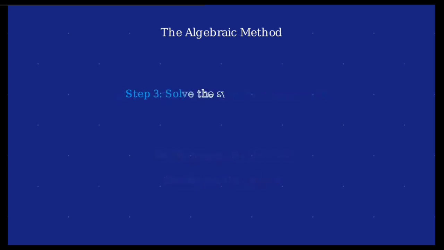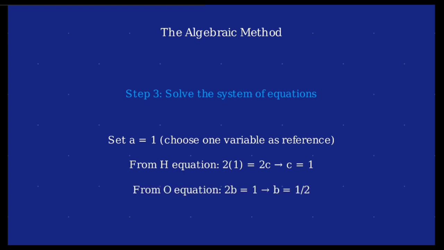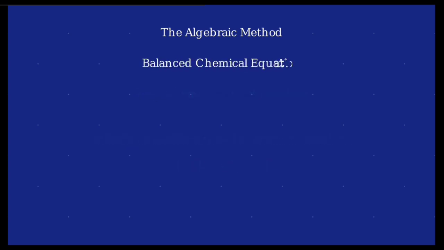To solve this system of equations, we typically set one coefficient to 1 as a reference point. From our hydrogen equation, if A equals 1, then C also equals 1. From our oxygen equation, 2B equals C, which is 1, so B equals 1/2. Since we have a fraction, we multiply all coefficients by a common factor, in this case 2, to get whole numbers. This gives us our balanced equation: 2H2 plus 1O2 yields 2H2O.